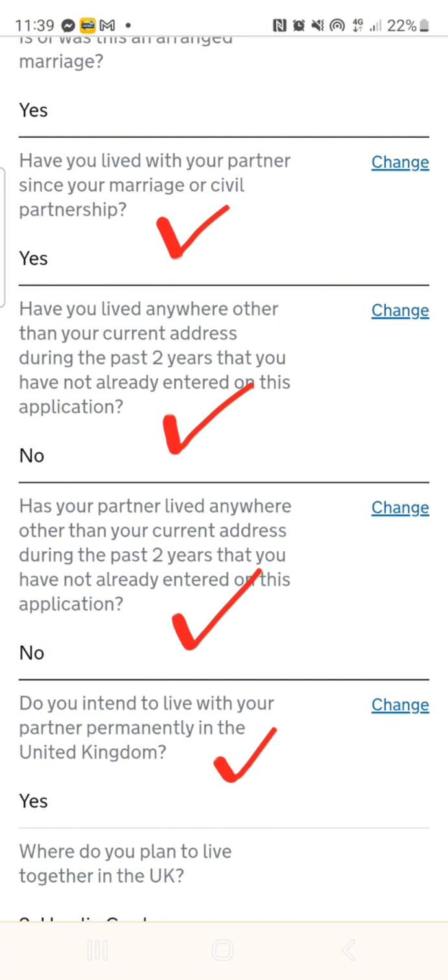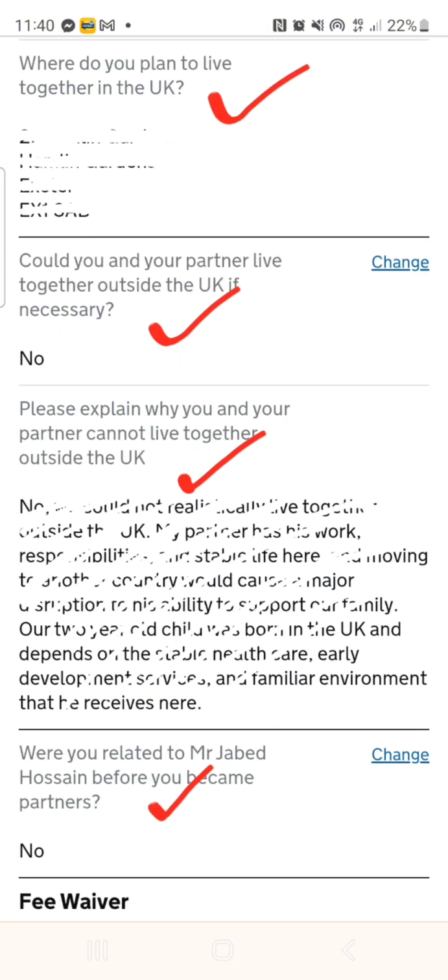Have you lived with your partner since you married? Yes. Have you lived anywhere other than your current address? No. Has your partner lived anywhere other than your current address? No. Do you intend to live with your partner permanently in the United Kingdom? Yes. Where do you plan to live together? The address details I provide here.